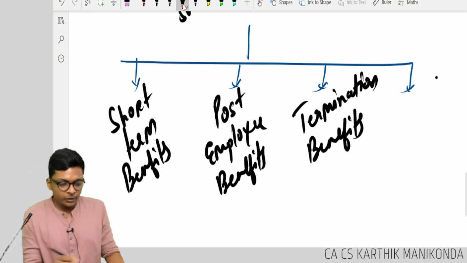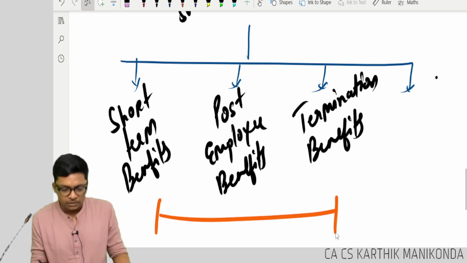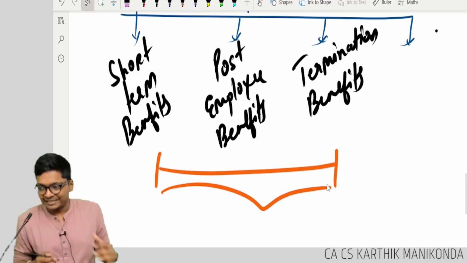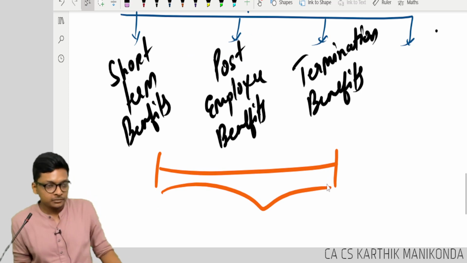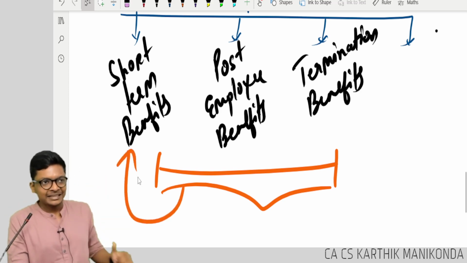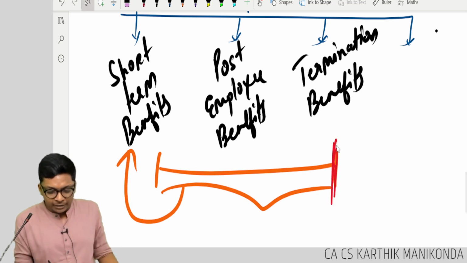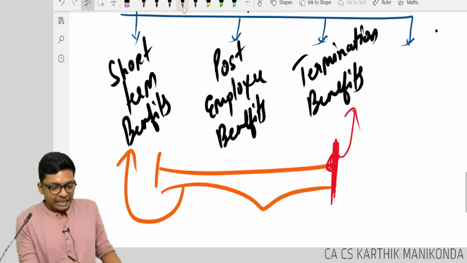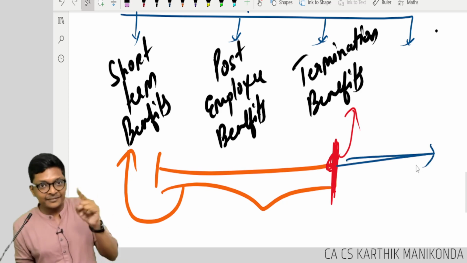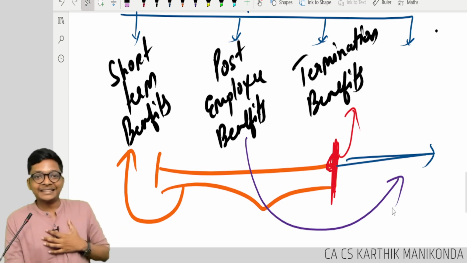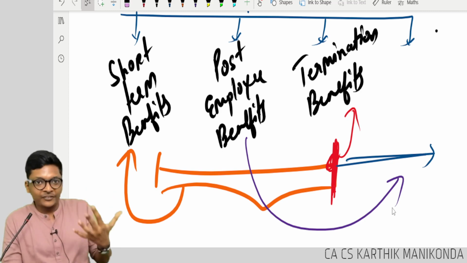Now if I put a simple timeline here, assume this entire orange line is his period of employment. Whatever he gets during that period will become short-term benefits. Then he decides to terminate on a particular date. On that day when he's leaving, they will give him something. When he leaves that day, that becomes termination benefits. And after he leaves, still he will get like PF, etc. Those are post-employee benefits. Is it clear, guys? Easier. We have to fill examples, all of that.